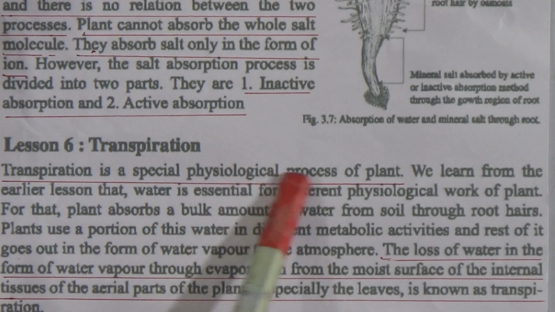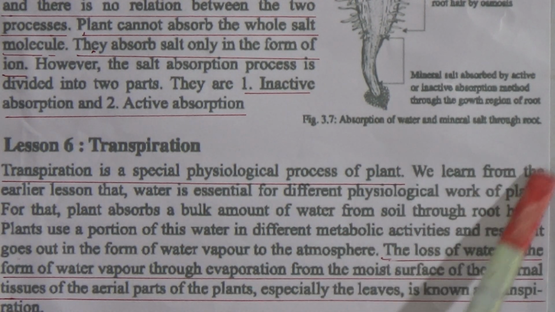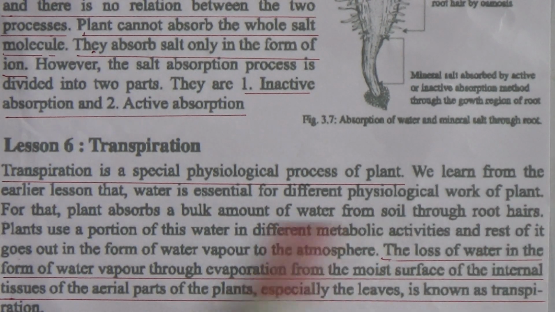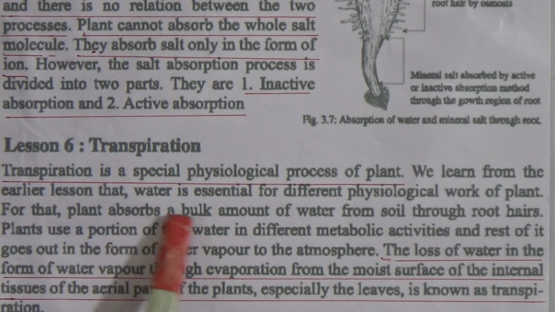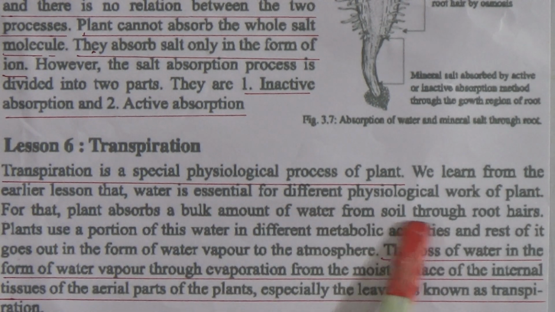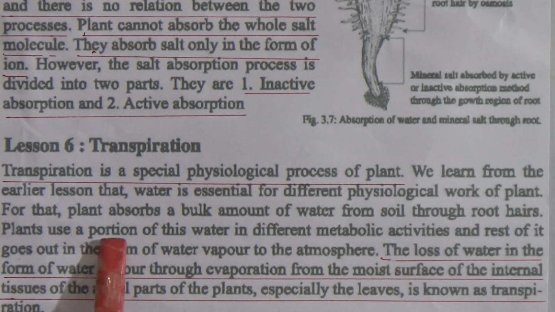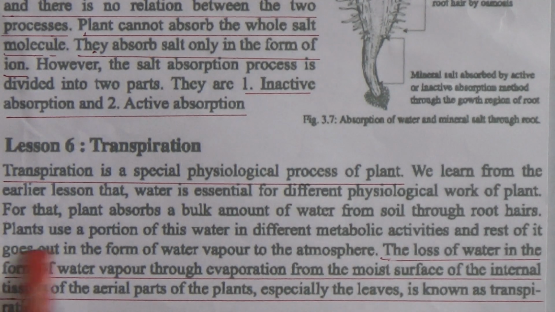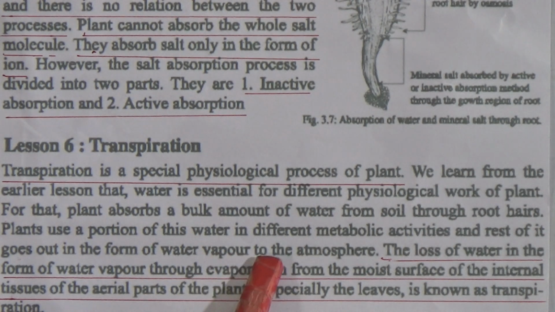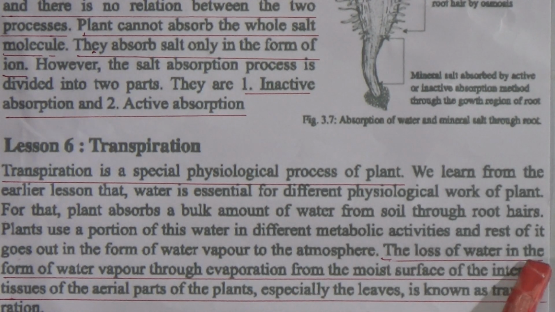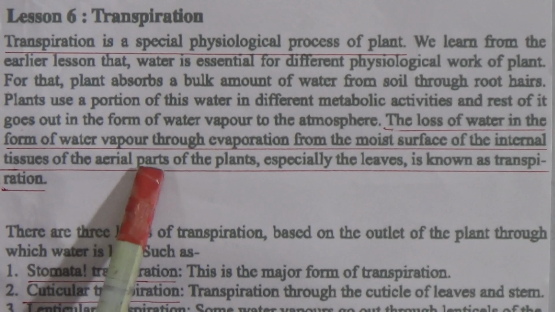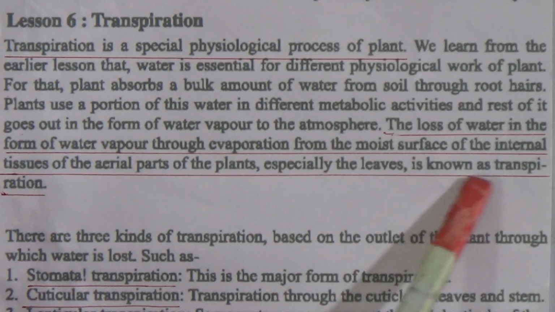Transpiration is a special physiological process of plants. We learned from the earlier lesson that water is essential for different physiological work of plants. For that, plants absorb a bulk amount of water from the soil through the root hair. Plants use a portion of the root water in different metabolic activities, and the rest of it goes out in the form of water vapor to the atmosphere. The loss of water in the form of water vapor through evaporation from the moist surface of the internal tissues of the aerial parts of the plants, especially the leaves, is known as transpiration.